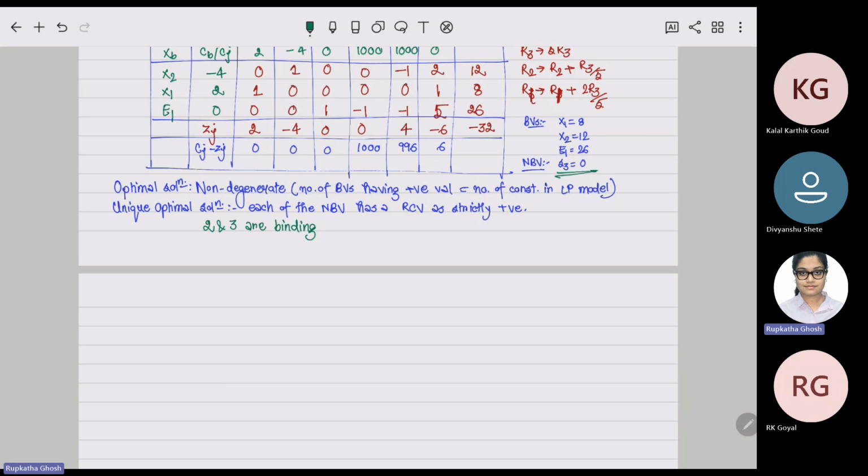Why? Because there is a value of the excess variable, that is E1. E1 is 26.